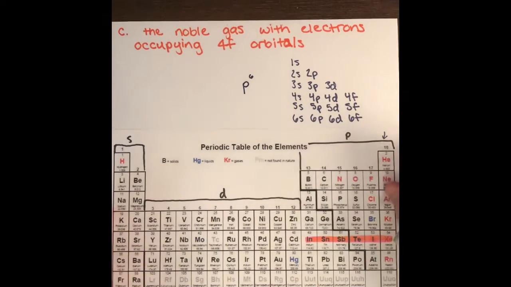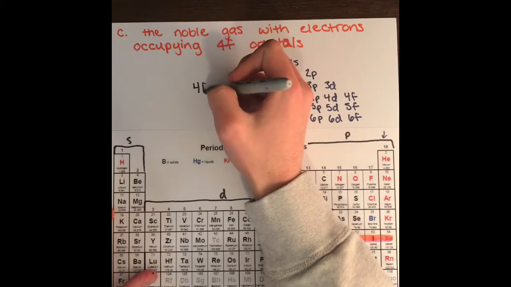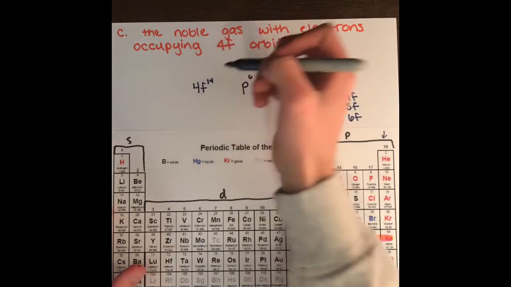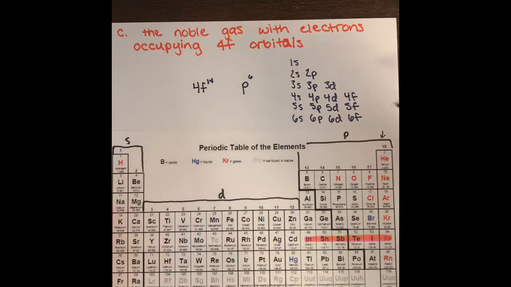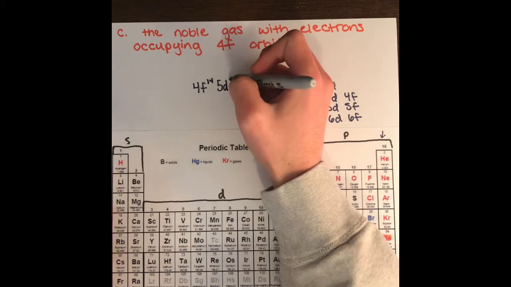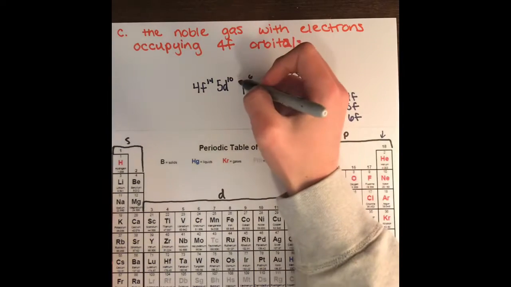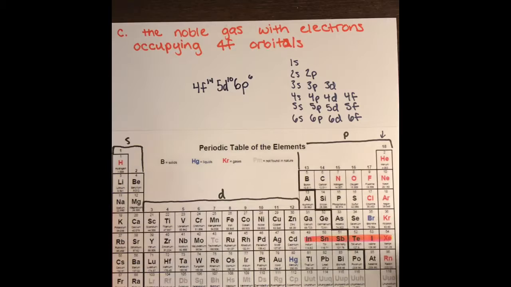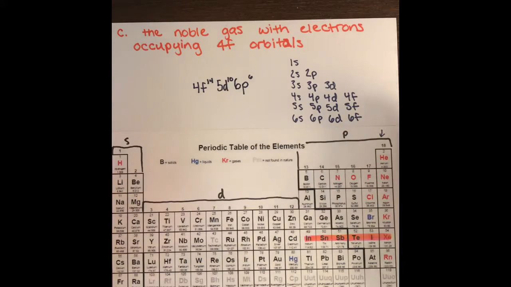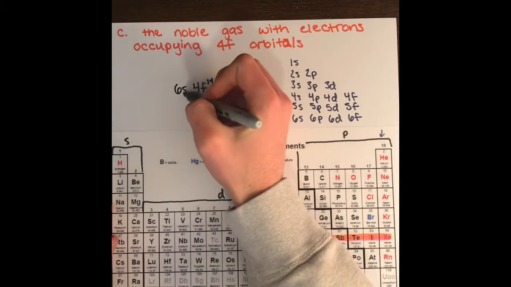So, we have the 4f orbital here. We know that it is going to be filled because it has to go to p6. So, from 4f, we go to 5d. We know that that d orbital is filled as well, going from 5d to 6p. Okay, but we have to write out the full ground state electron configuration. So we're just going to go backwards from 4f down to 6s. We know that is filled as well.